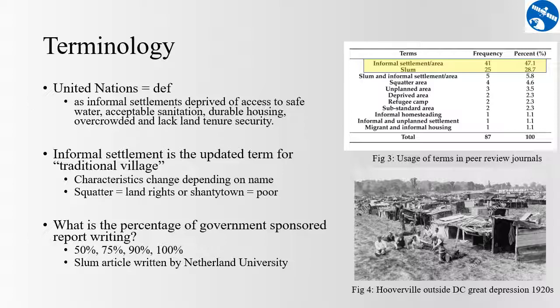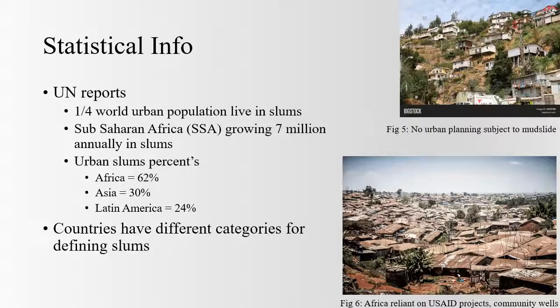Previously, we used to call these traditional villages, and each one of these different characteristics that you see on the top right comes with a different meaning. So like squatter might have to deal with land rights, or shantytown just equals poor. And so what kind of a percentage of government is sponsoring these report writings? Is it 50%? Is it 100%? I don't know. It's just a question I threw out there. This article that I read just happens to be by a university in the Netherlands, who I'm sure has a government grant.